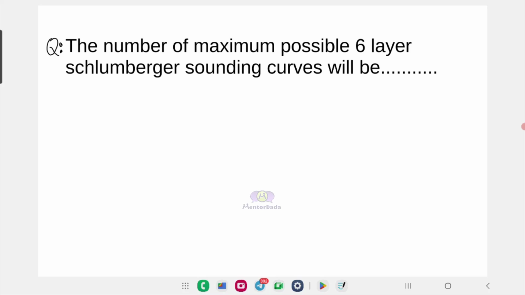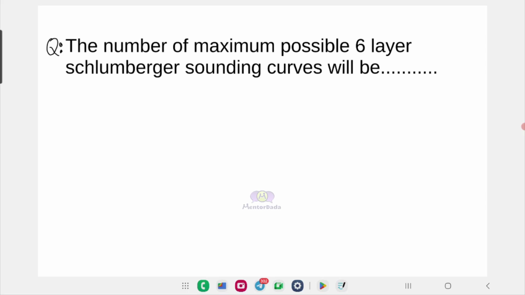Now I am going to discuss some numerical problems from geophysics for your upcoming CSIR NET Earth Science paper. Today I have picked 5 questions from previous years' question papers, and I am going to discuss the solutions of these numericals.